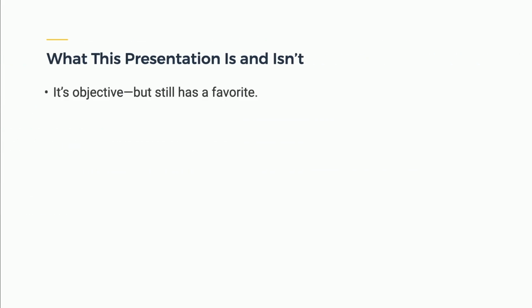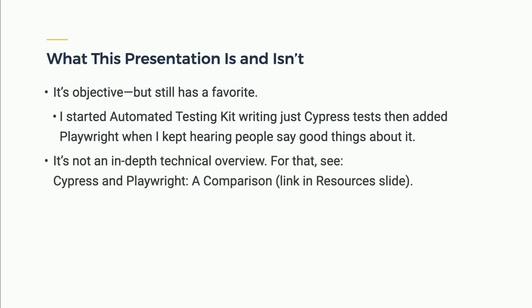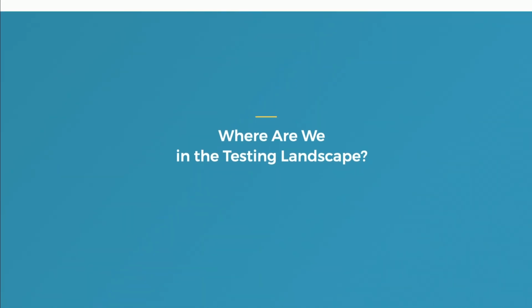So what this presentation is and isn't. First of all, it is objective. I try to be objective, but I do state my favorite. I actually started using automated testing kit, writing Cypress tests, and then I learned about Playwright as I went because I was hearing so many good things about it. So you're going to hear definitely a winner at the end of this, but know that I came to it honestly. It's not an in-depth technical overview. For that, see Cypress and Playwright, a comparison, which is a presentation in the resources slide, which you'll have access to. You'll have access to these slides.